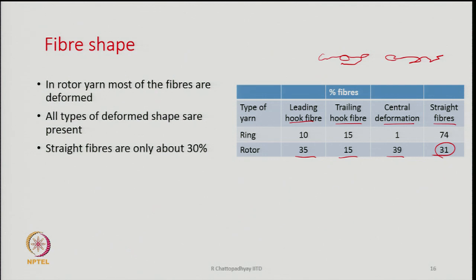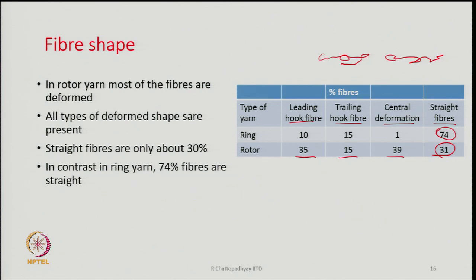So, if 70% of the fibers are not straight, then obviously this is going to affect many properties of the yarn. In contrast, in ring yarn you will find 74% and maybe even more are perfectly straight and parallel. Thus, we can say that ring yarns will always be stronger than rotor yarn, because most of the fibers are straight and parallel, and therefore they participate fully in sharing the load when we try to stretch a yarn.